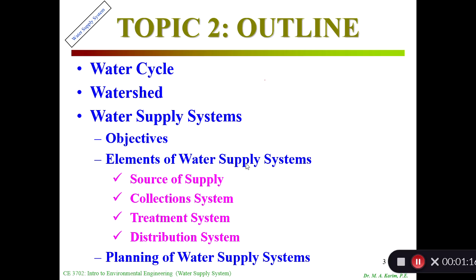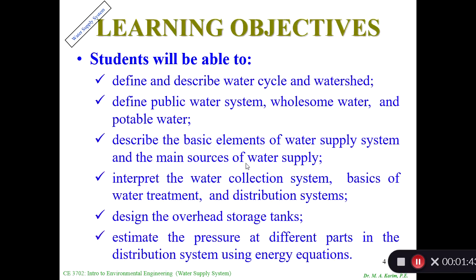So here is the topic outline. We'll discuss a little bit about the water cycle, then watershed, water supply systems, then we'll see what the objectives of this system are, then the elements of water supply systems. There are 4 elements: source of supply, collection system, treatment system, and distribution system. Finally, we'll see the planning of a water supply system, how to plan it.